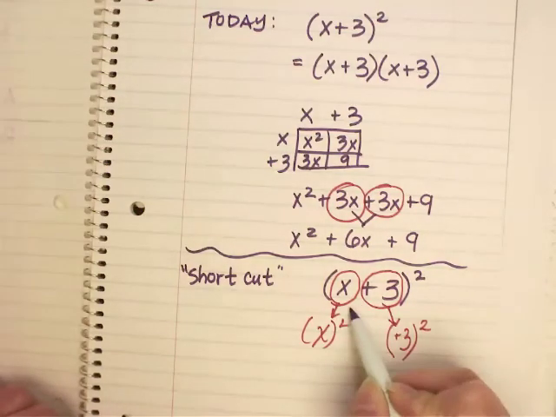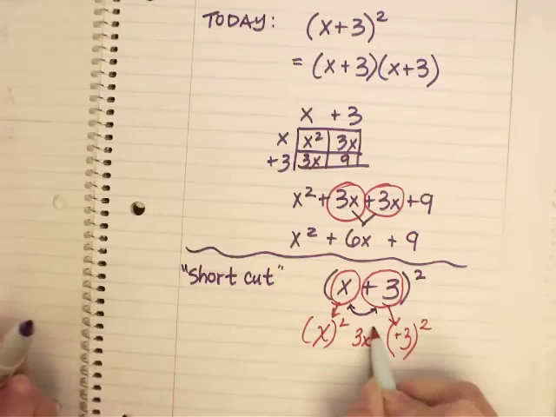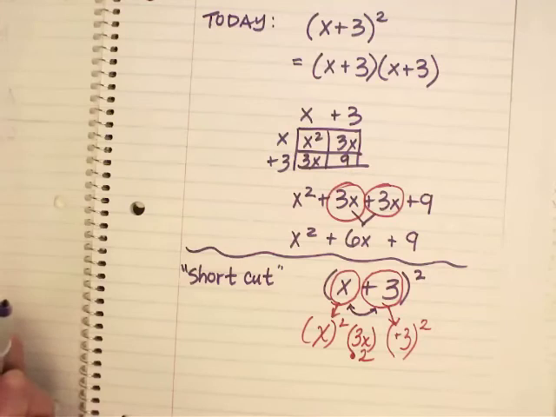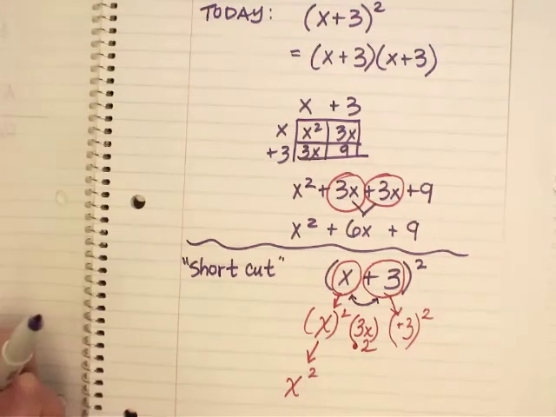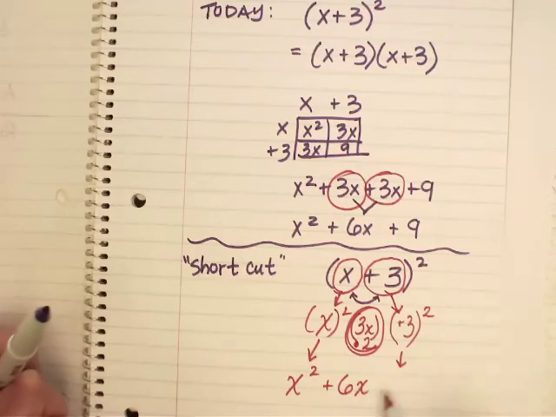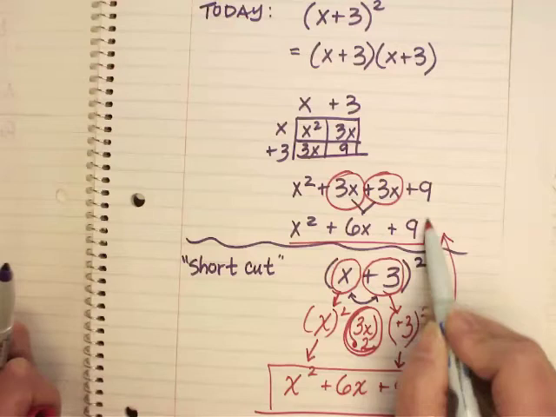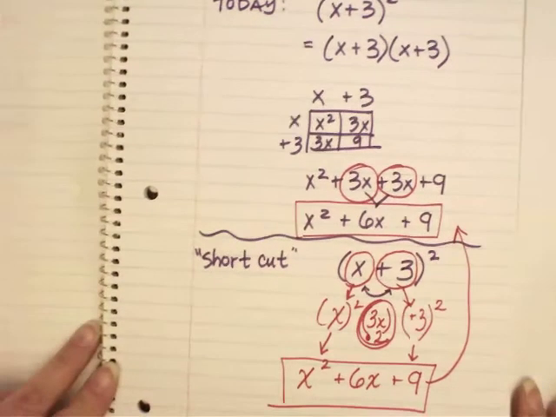So what we're going to do is make our little smile here. X times 3 will give us 3x. And since this is a double, we're going to multiply this times 2. What that gives us is x squared, and 2 times our 3x will give us a positive 6x. And 3 squared will give us our positive 9. And in fact, we do come up with the exact same answer as we had up here. So our shortcut works like this.